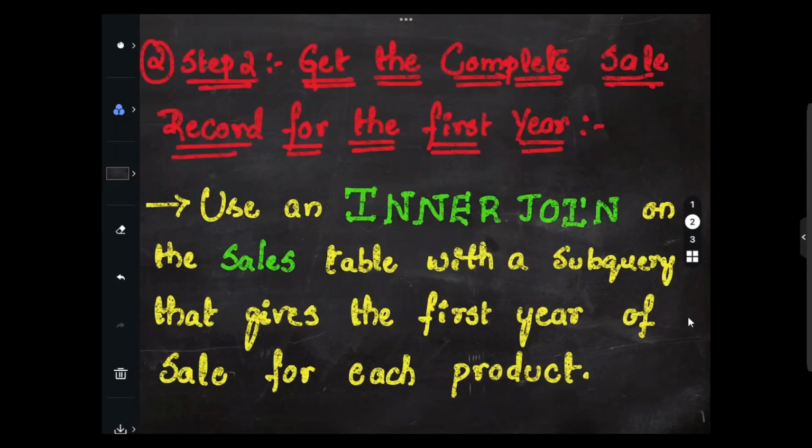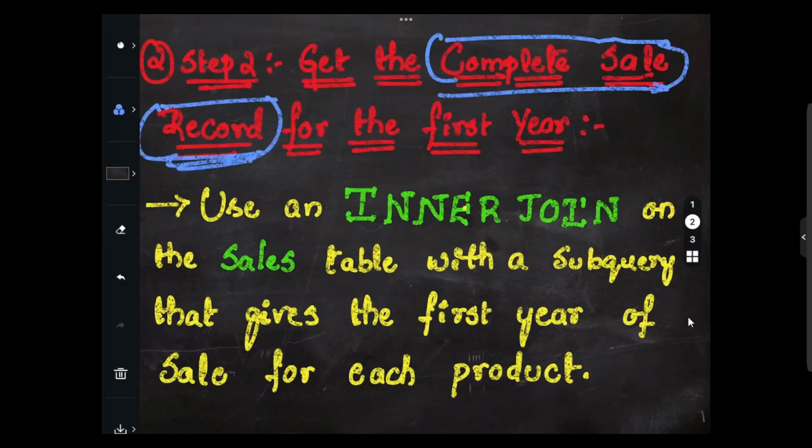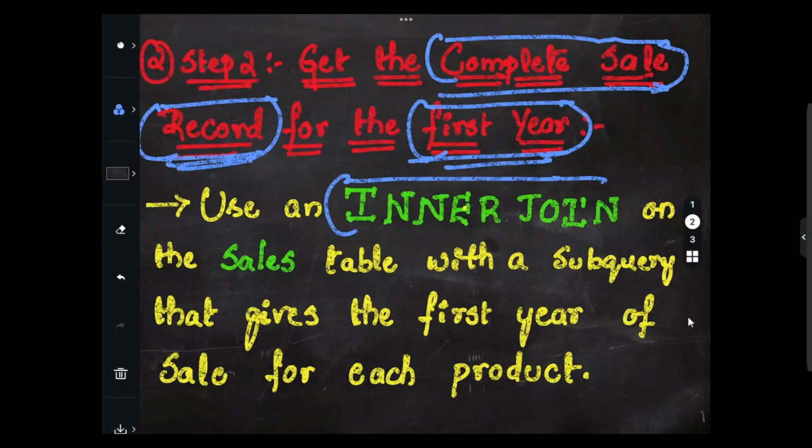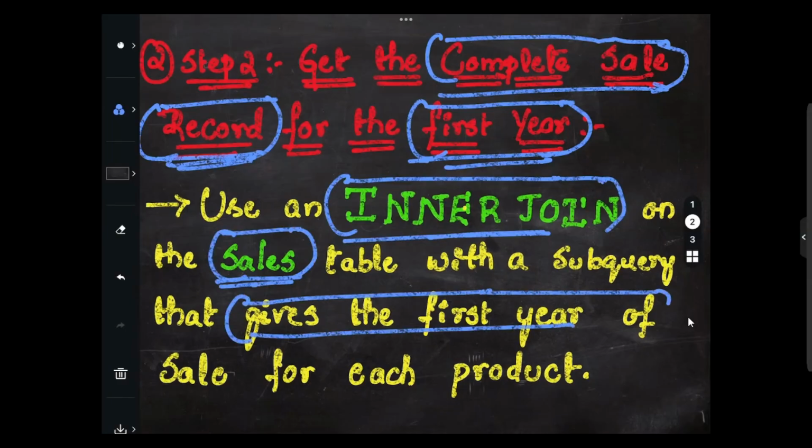So let's go with the second step here. We have to get the complete sale record for the first year. That is what we need to find for each product ID, right? This is very important. So we will be making use of the inner join. Why will we be making use of the inner join? We will be making use of the inner join on the sales table with a subquery, because it gives the first year of sale for each product.